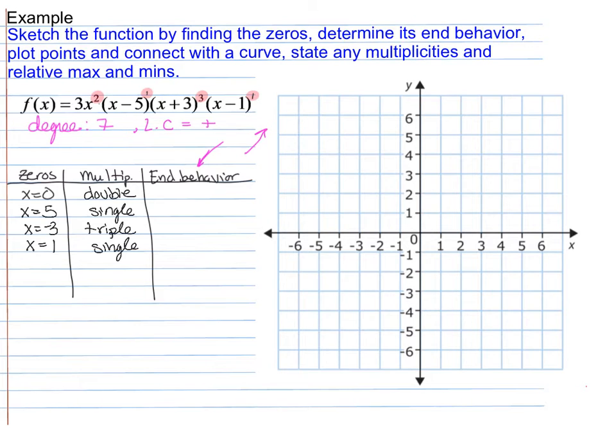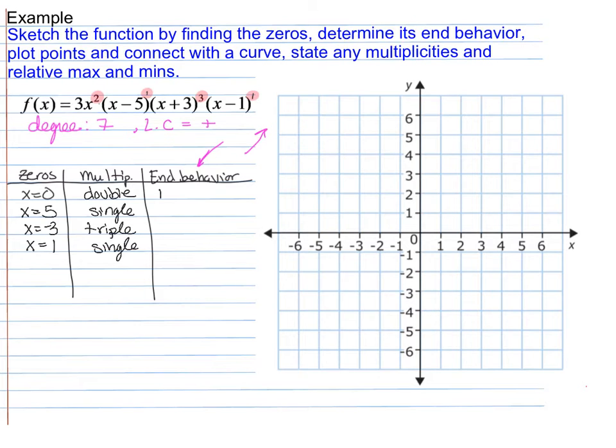But we just need to figure out how it crosses. Does it cross as a straight line? Does it cross as something that looks like a cubic? So this is why we're looking at the end behavior for that function for that specific point.